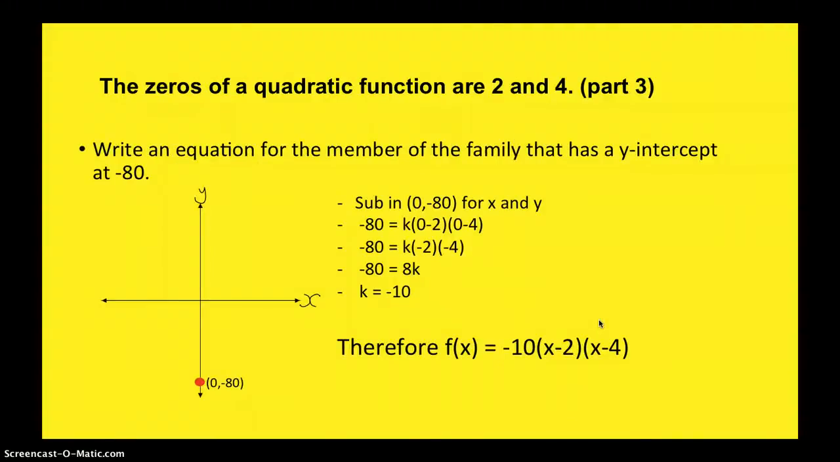Write an equation for the member of the family that has a y-intercept at negative 80. So you just have to use the point (0, negative 80) and you sub in the point for x and y. So negative 80 equals k(0 minus 2)(0 minus 4). Negative 80 equals k(negative 2)(negative 4). Negative 80 equals 8k, k equals negative 10. Therefore, the equation is f(x) equals negative 10(x minus 2)(x minus 4).